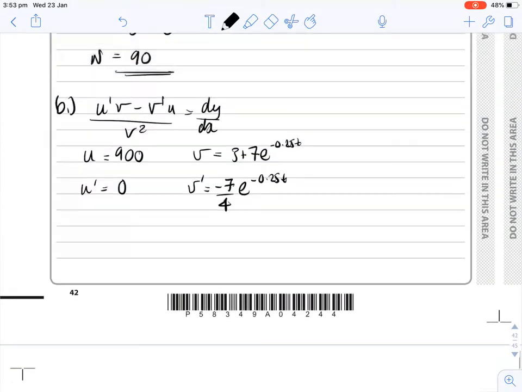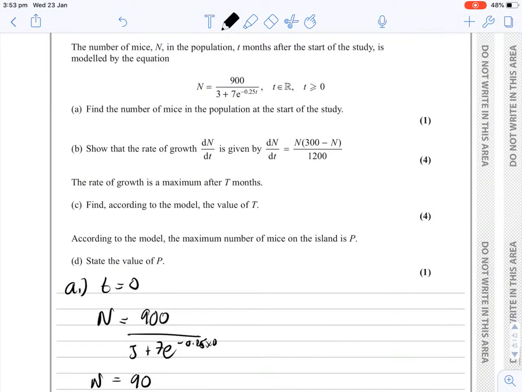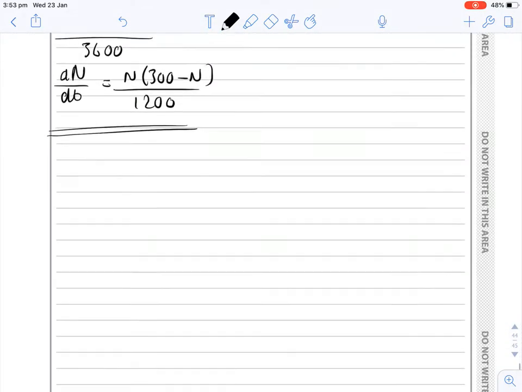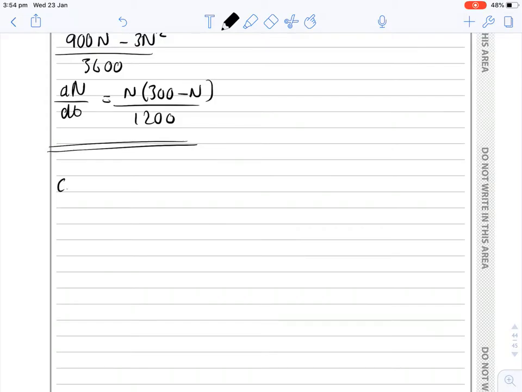Part C says the rate of growth is a maximum after t months. Find, according to the model, the value of t. So this requires a little bit of thought. If we're told that this is a maximum value, what we want to do is maximise dn/dt. So logically, in order to maximise dn/dt, we need the numerator that we've got here to be the biggest possible value.